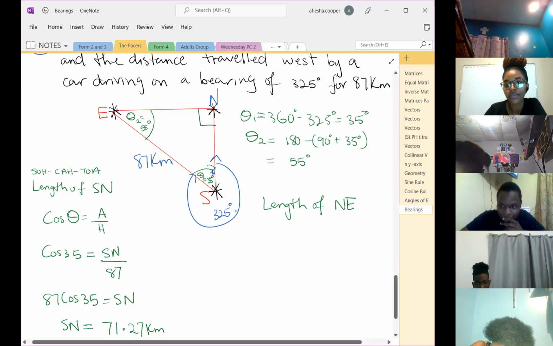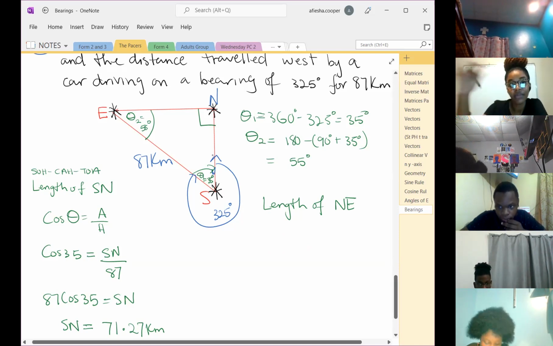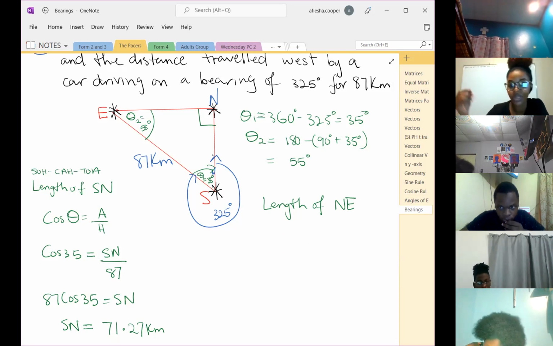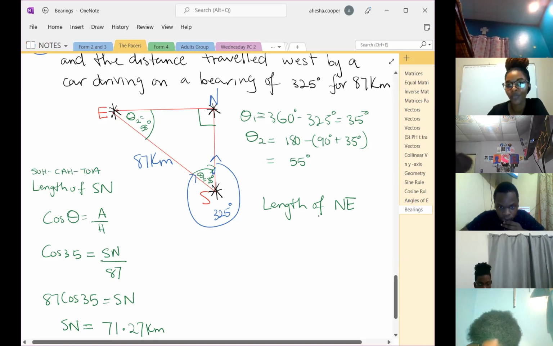What is the name of the NE line? Like opposite, adjacent, hypotenuse, for us to choose what trig we're using. So for 35, NE is which one of your lines? The opposite. So you're using the opposite, and what is the 87?